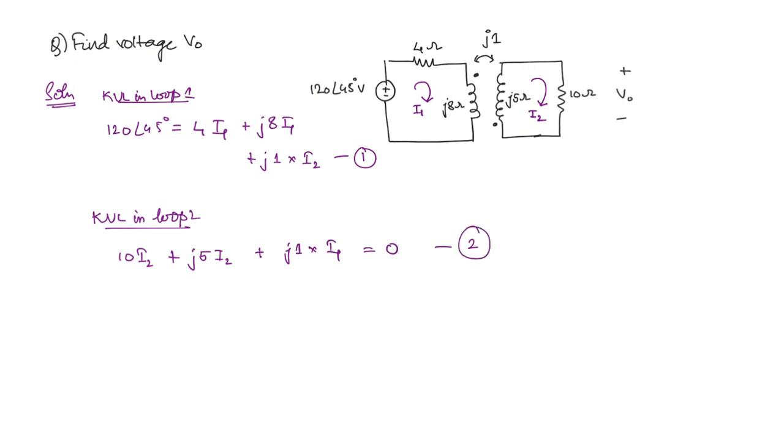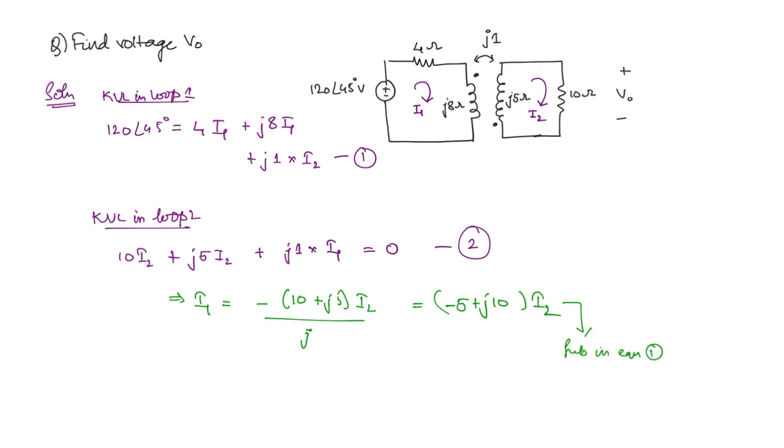So now we have two equations, two variables. You can write in matrix form, find out I1 and I2, and V0 will be simply 10 times I2. You can do the matrix form. Here I will do the simpler form, which is from this equation you can get I1 in terms of I2. So I1 will be equal to minus 10 plus j5 I2 by j. And this you can write as minus 5 plus j10 I2. This if you substitute in equation 1, what will you get?